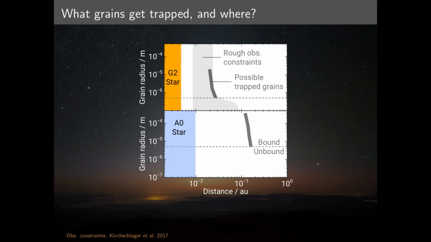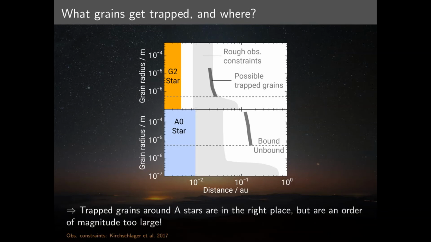So that's great. Now let's see if the model can also reproduce observations around A-type stars. And the unfortunate answer is no, it cannot. The trapped grains are in the right place, but they're about an order of magnitude too large. And this comes back to the problem that we cannot trap grains that are smaller than the blowout size.